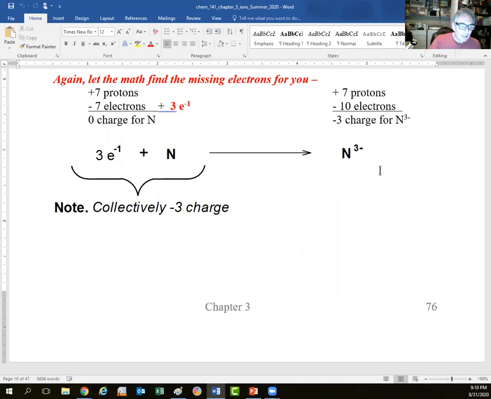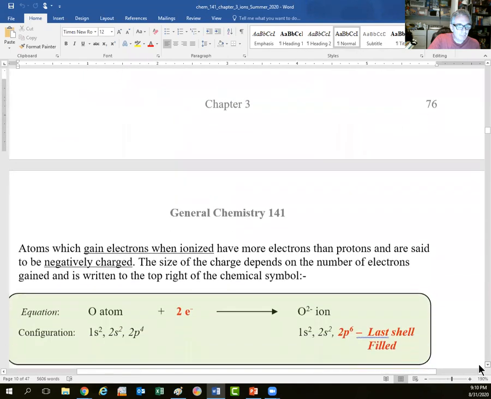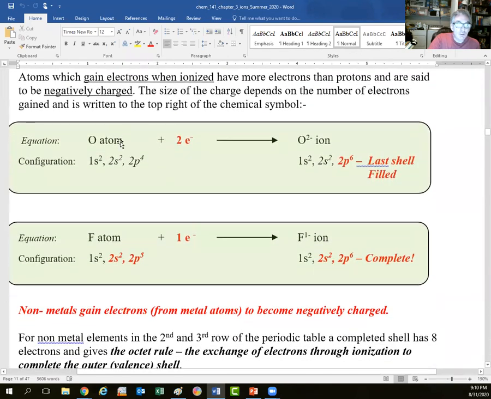So, nitrogen, non-metal, so we know it's picking up electrons and picking up enough electrons to complete its shell. That gives it a 3- charge. Oxygen, 2 boxes shy of the end of the row that it's in, needs 2 electrons to complete its shell. It finishes with a 2- charge. Fluorine, 1 box shy of the end of the row it's in, needs 1 electron and has a 1- charge.